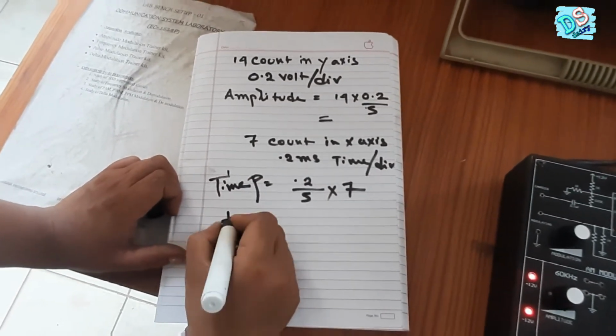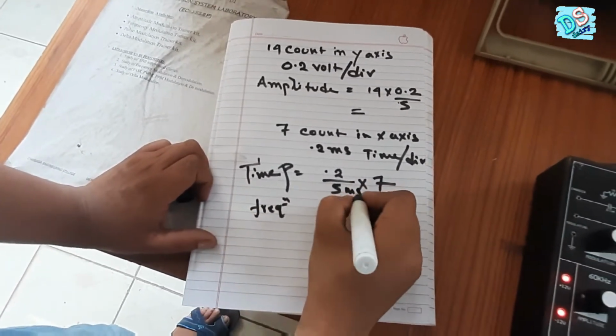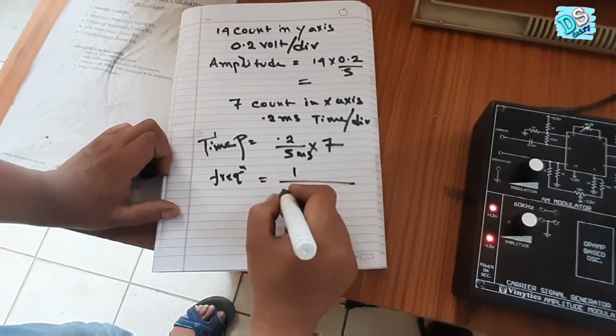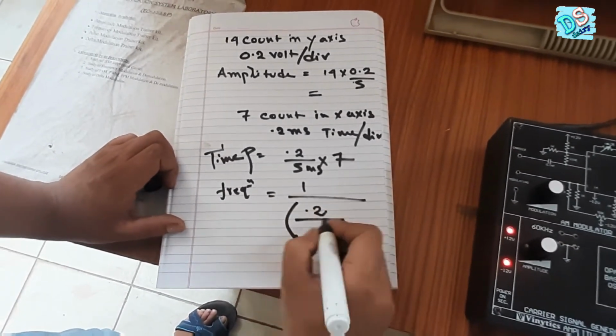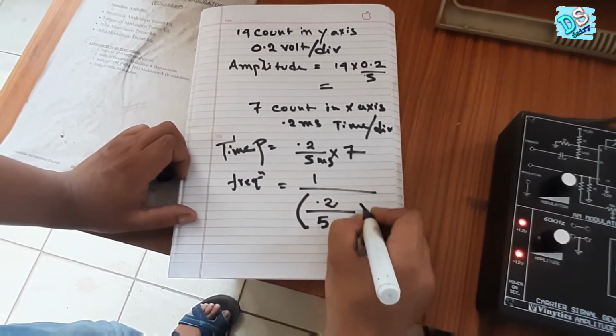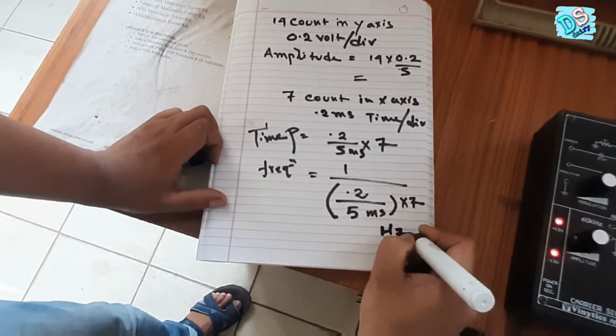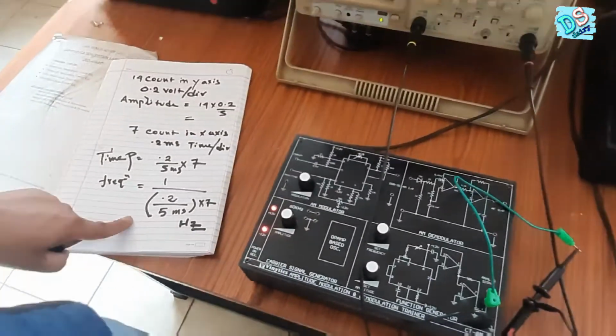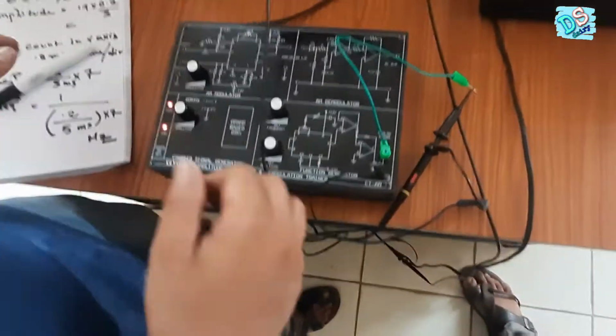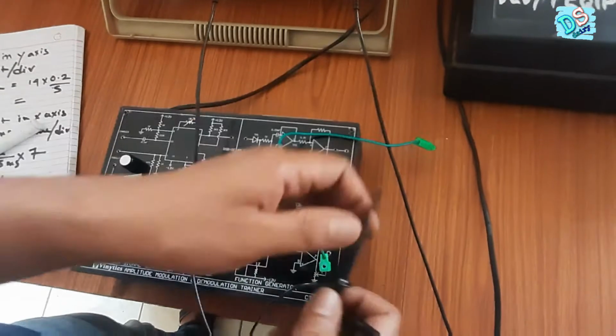Then frequency will be, and this is in milliseconds, 1 by 0.2 by 5 ms into 7 hertz. We are going to calculate it. This is your task. You have to calculate the value. Okay. Now, in the same way, I am going to show you the carrier signal.